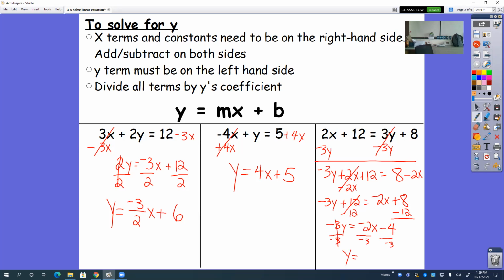y equals negative divided by a negative, okay, is positive. So y equals 2/3 x. Negative divided by negative is a positive. And I would just leave 4/3 as is, or you could say 1 1/3. Either way would be acceptable.